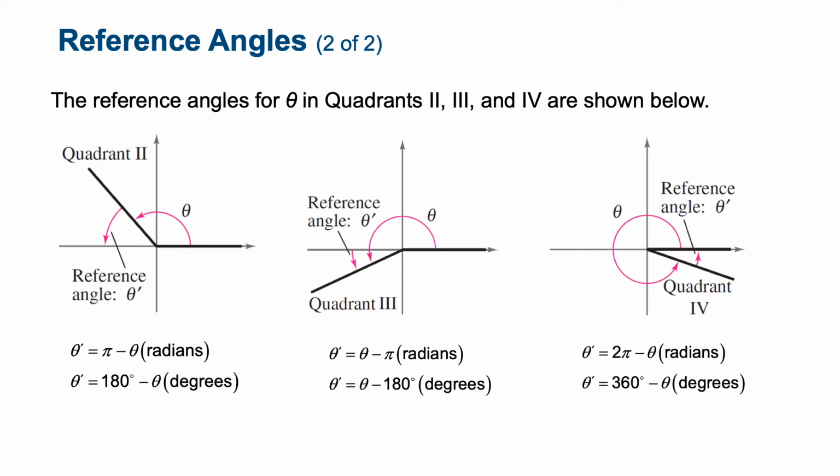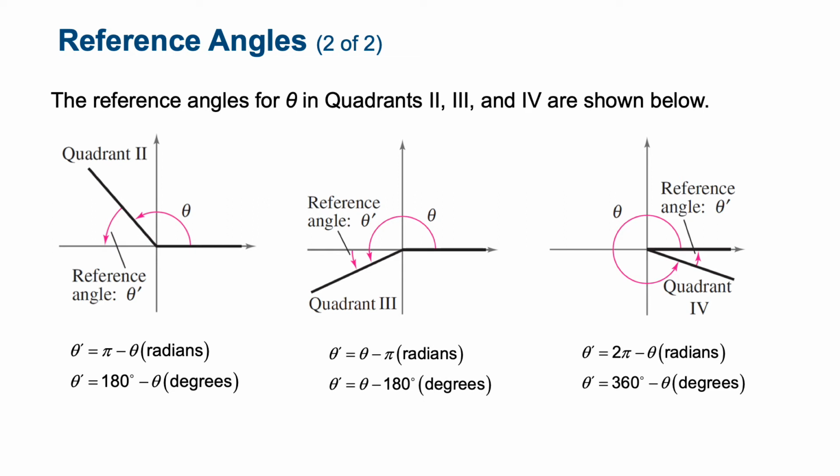Anyways, this theta prime could be found by subtracting theta, the big theta, from 2 pi, because the entire thing is 2 pi. Going from zero, from the positive x-axis, and looping all the way back around, that's 2 pi or 360. So in order to find the reference angle, you would subtract theta from 360.